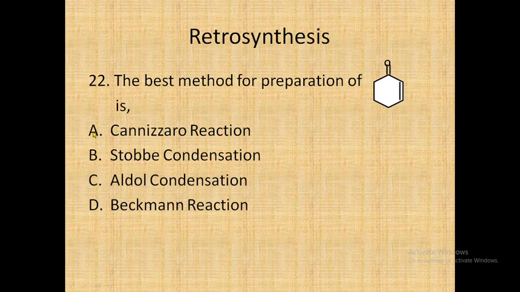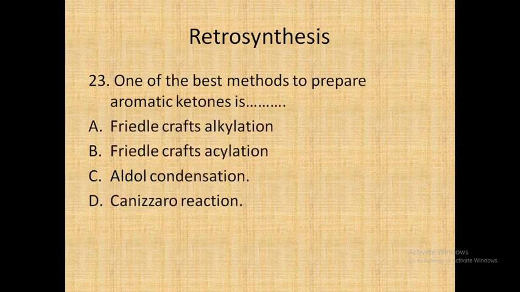Options are given here: A Cannizzaro reaction, B Stobbe condensation, C aldol condensation, or D Beckmann reaction. If you see the target molecule, it is an alpha beta unsaturated carbonyl compound. Just as we have seen in previous questions, if you have an alpha beta unsaturated carbonyl compound, always go by the aldol condensation reaction. So C will be the correct answer. Let's go for the next question.